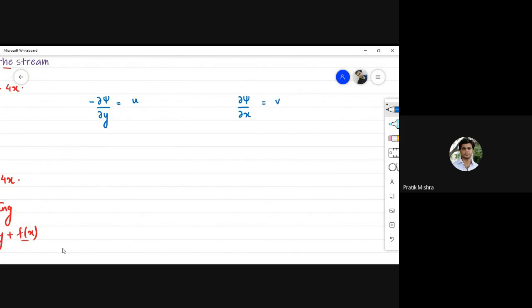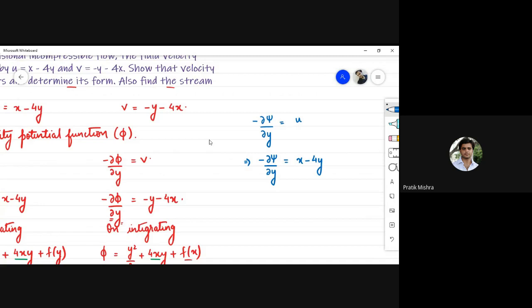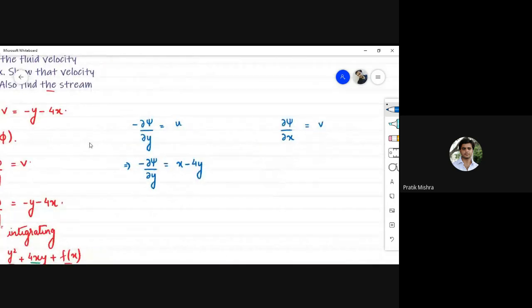u और v की वैल्यूज यहाँ पे रख दीजिए. आपको जो वेलोसिटी कंपोनेंट दिया है u and v substitute here. So minus del psi by del y is equals to x minus 4y, that is u, and v, del psi by del x, v is minus y minus 4x. ठीक, again इंटीग्रेट कर दीजिए दोनों को.